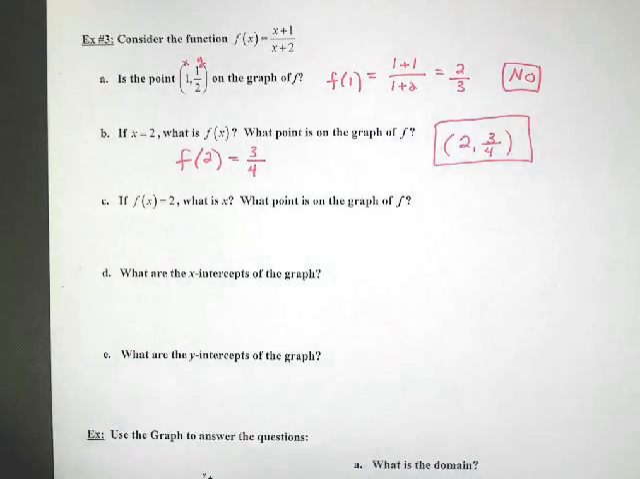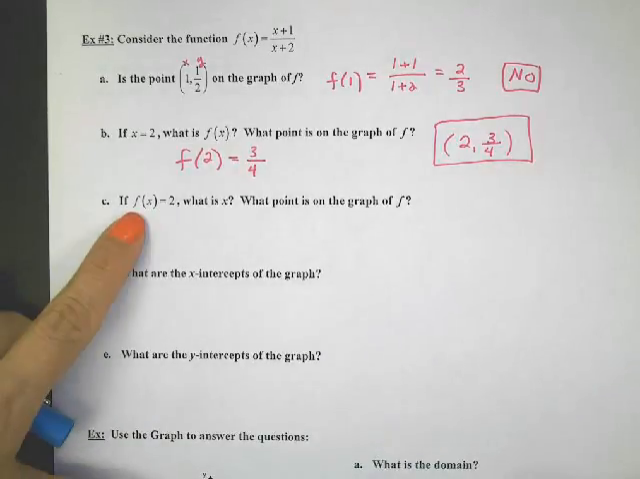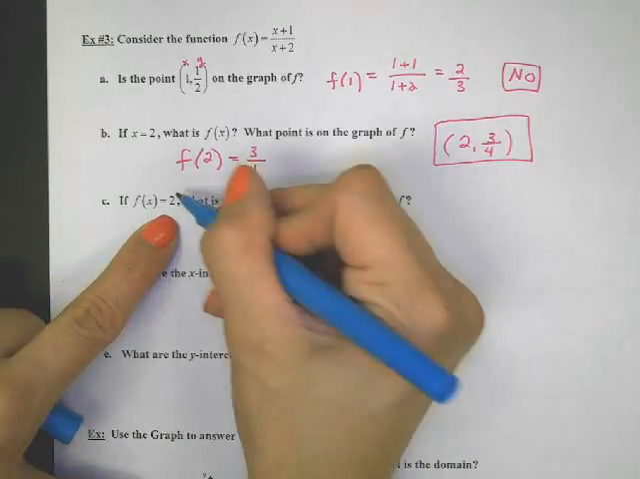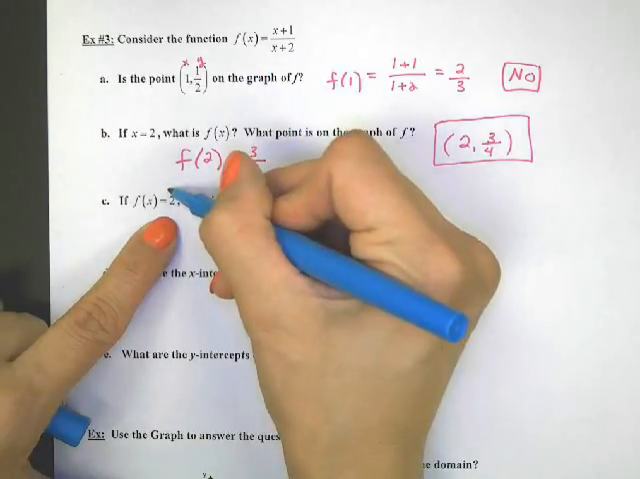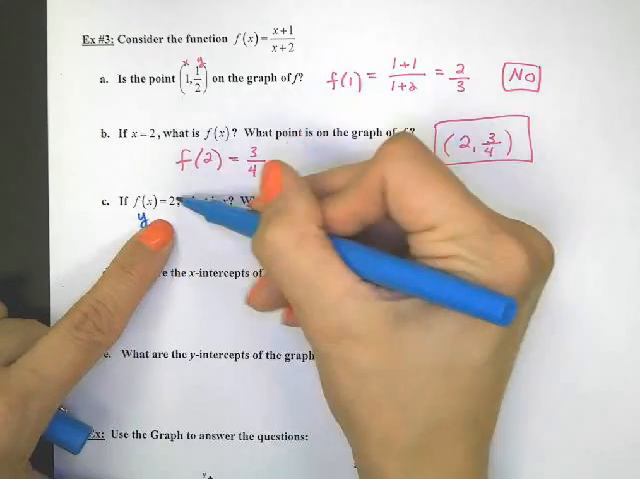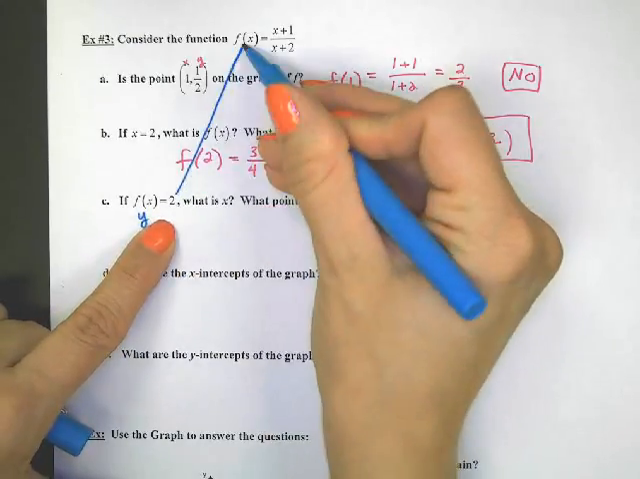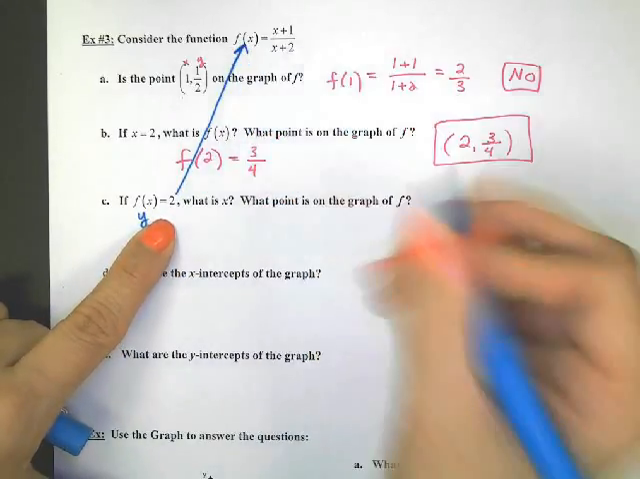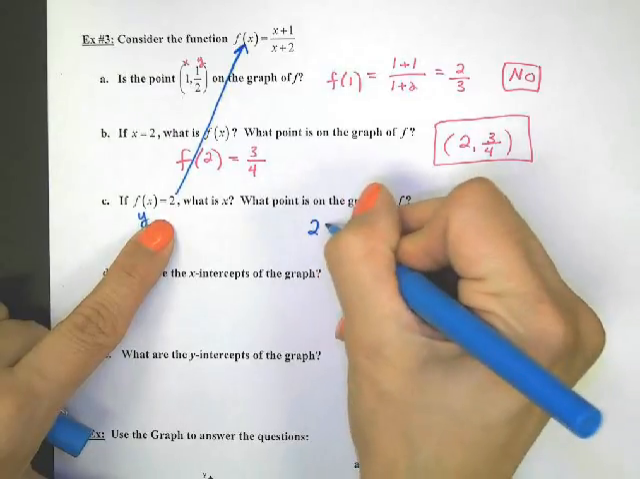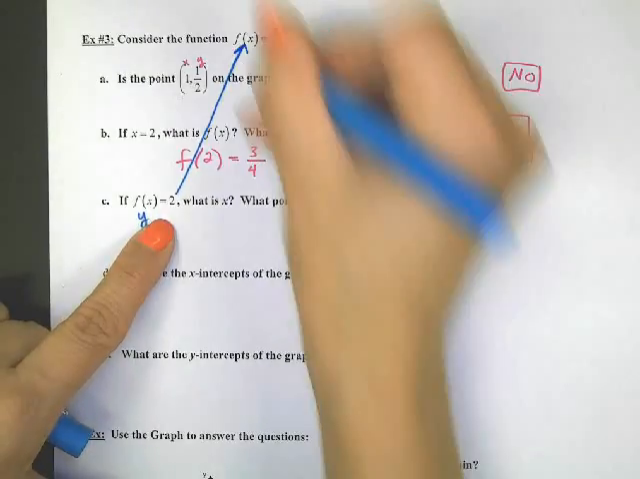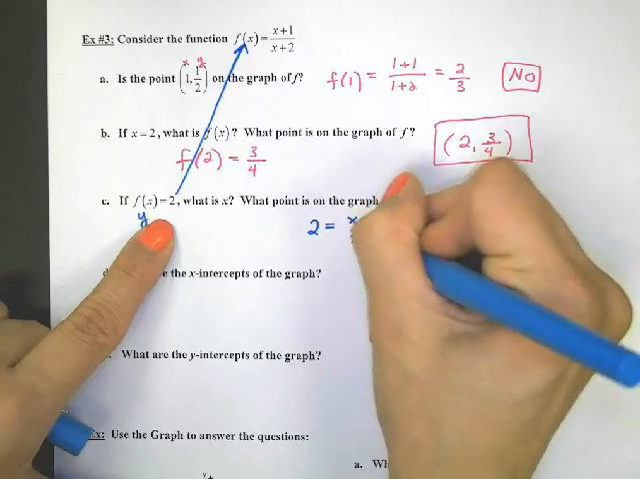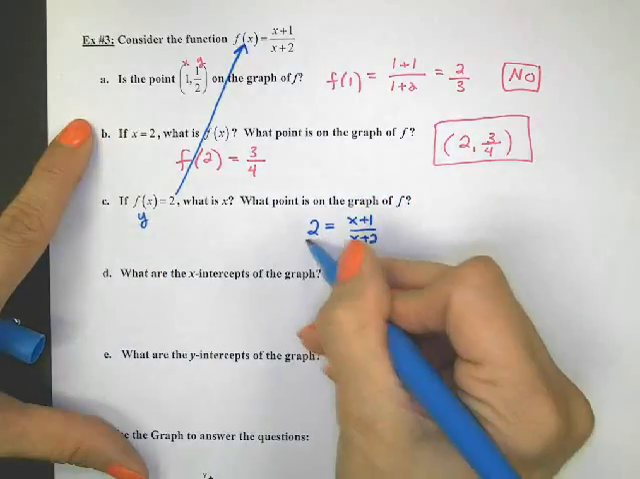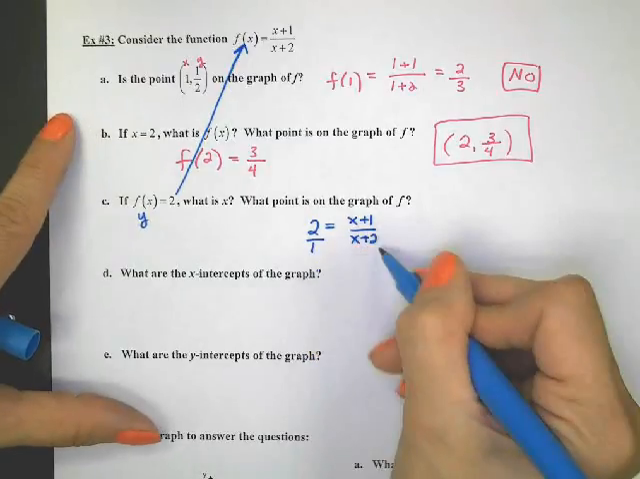Okay, so you could do some point work. This next one is a little backwards. It says f of x is 2. So 2 goes into the f of x spot. The f of x is like the y. So 2 goes in for the y value, for the f of x spot. (x plus 1) over (x plus 2). I'm going to put 2 over the number 1.